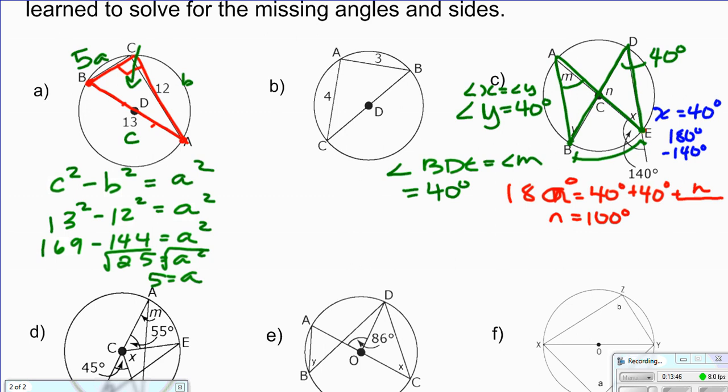The last angle we need to find is angle C, or the central angle. And so the central angle is always twice the inscribed angle that is on the same arc. And so if angle M is 40 degrees, that means angle C has to be 2 times 40 degrees. So the central angle is 80 degrees.